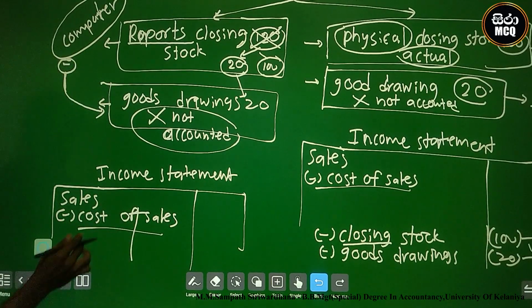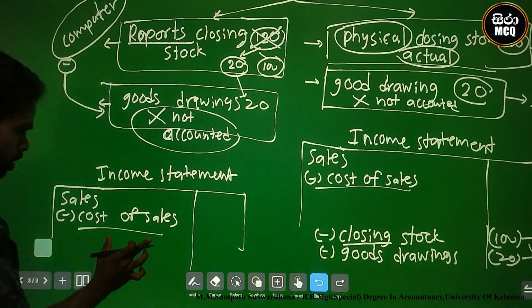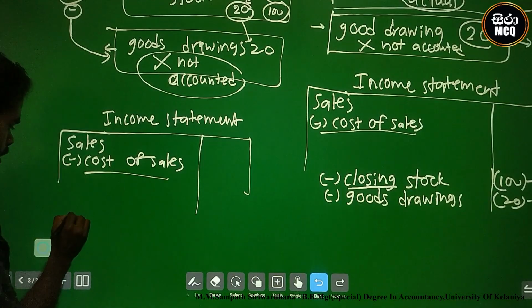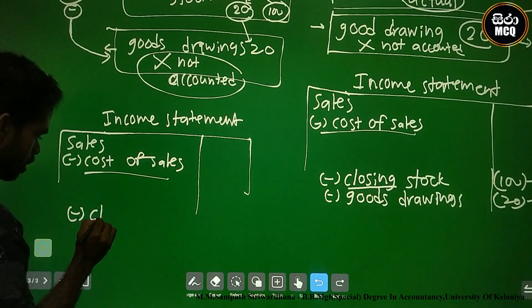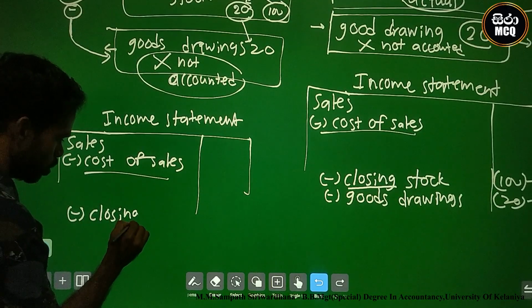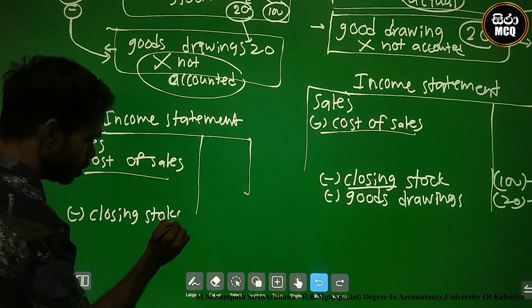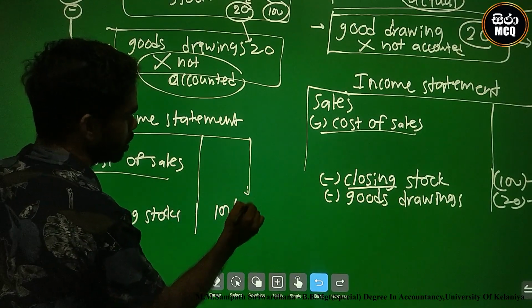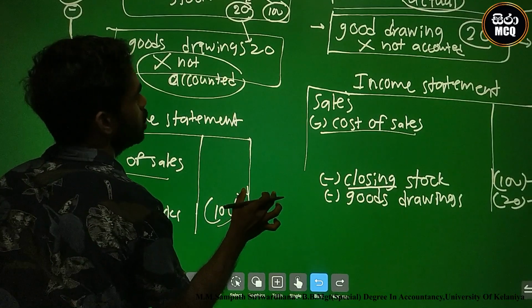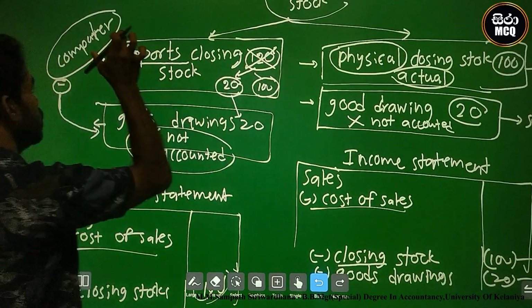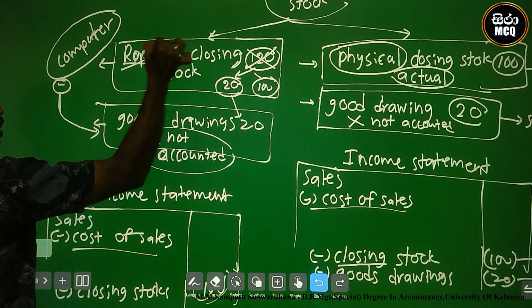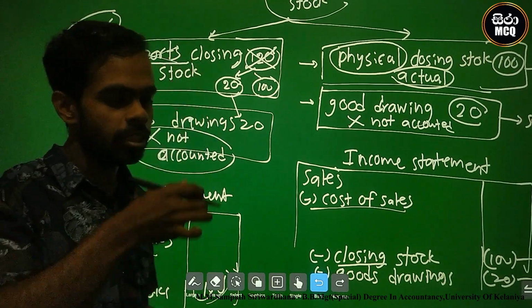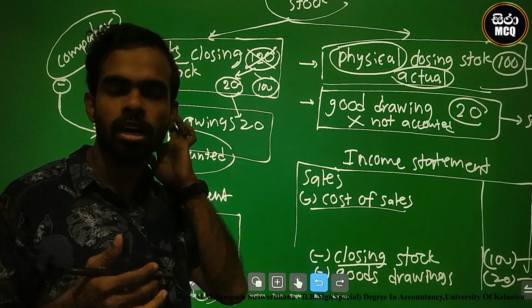This is the final one. At this time, there is a minus closing stock. What is the closing stock? The actual closing stock is 100. Why? The computer closing stock is not correct.